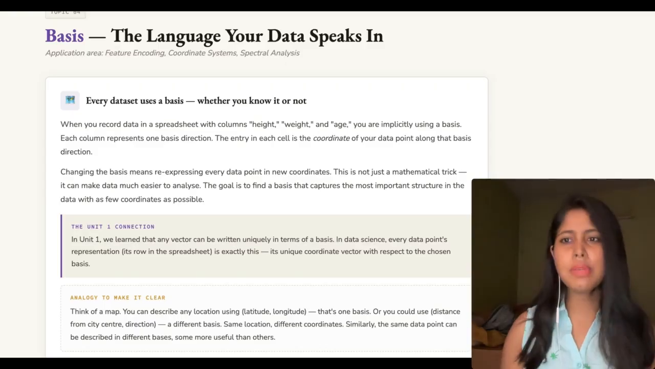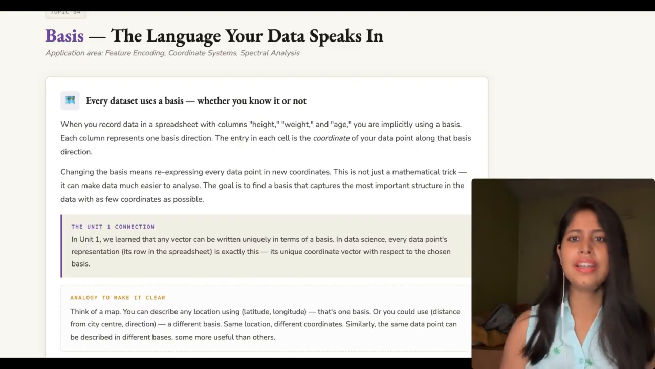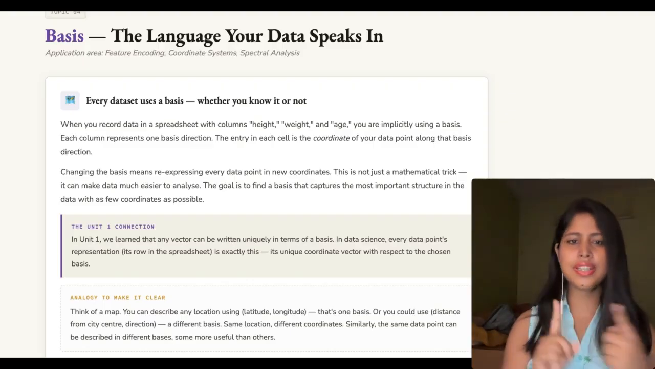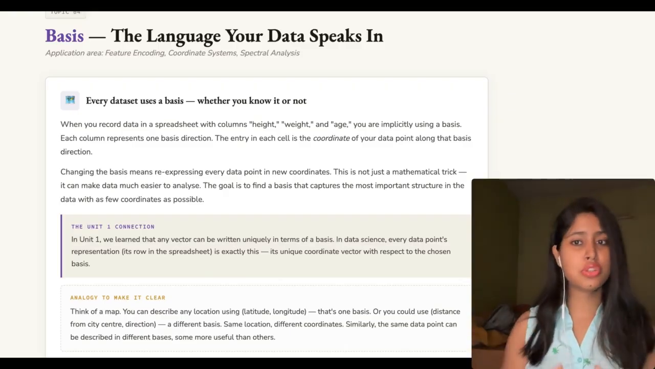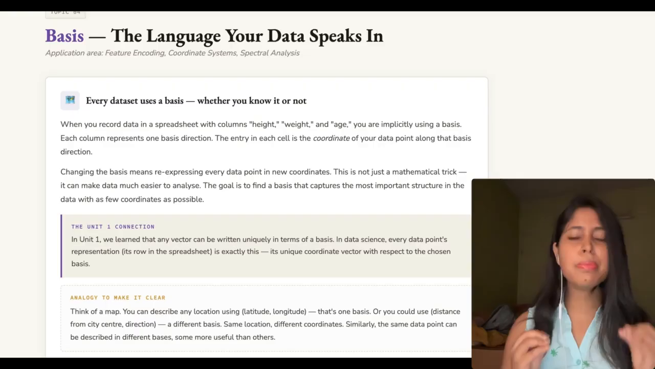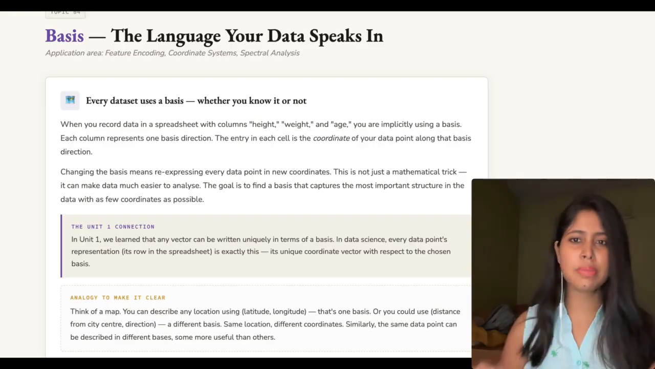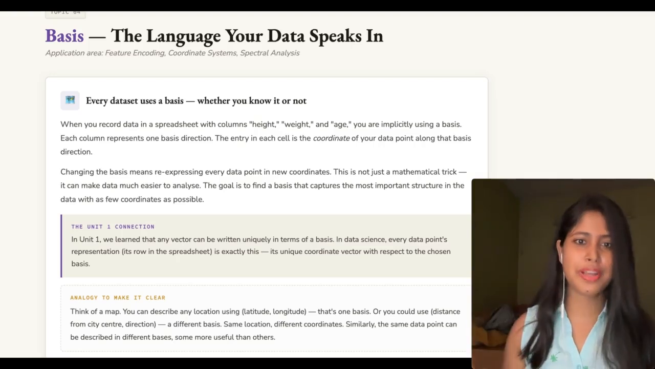Now, we define a basis as a set of vectors B that satisfies two conditions. First, it is linearly independent. Second, it spans the space. Both conditions together: a basis is the minimum information needed to describe every element of the space uniquely. This is a huge, massive piece of information, right?